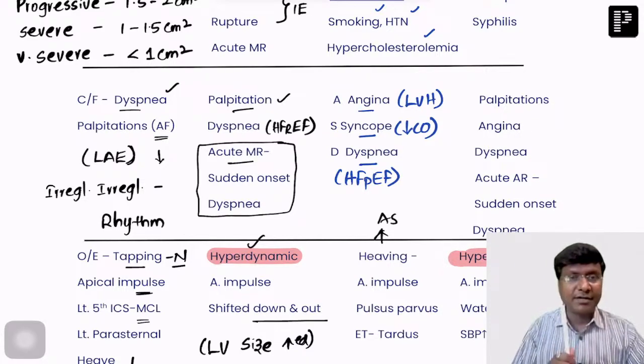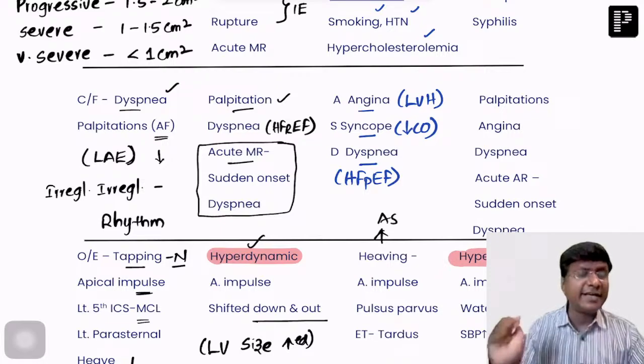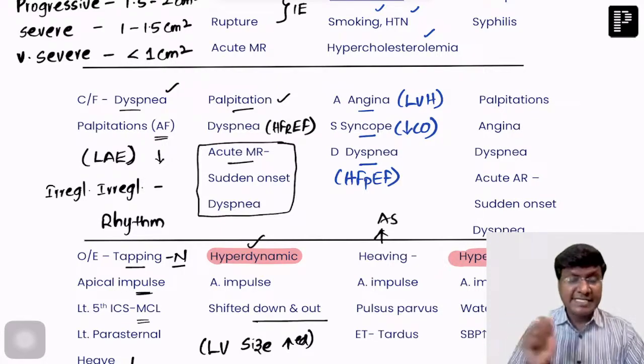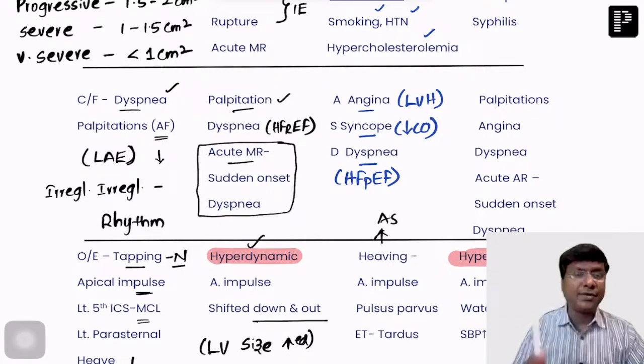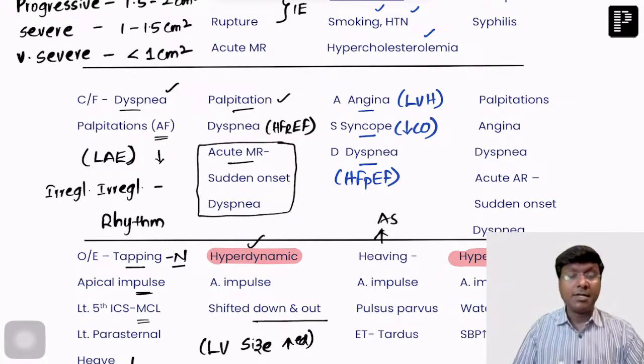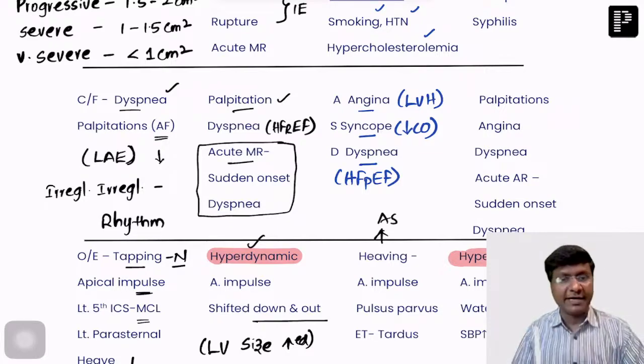And always remember, in symptomatic aortic stenosis, the prognosis will always be bad. Right? Symptomatic aortic stenosis, immediately you need to do aortic valve replacement. That is the primary treatment. If it is asymptomatic, you can give medical management. But if it is symptomatic, you need to do aortic valve replacement.